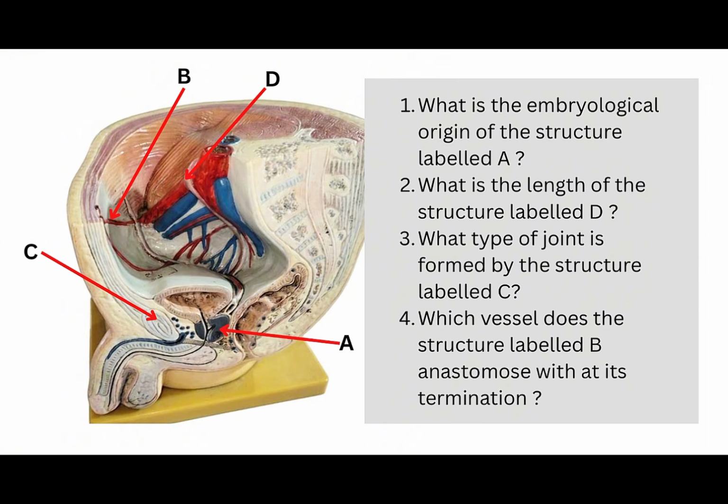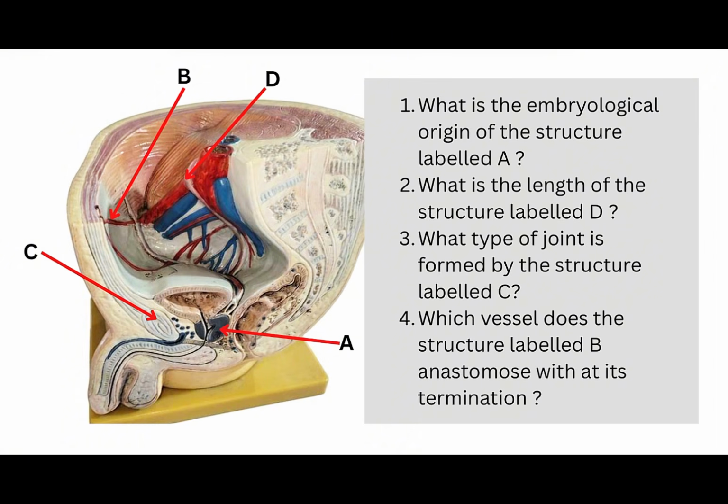Number 1, what is the embryological origin of the structure labeled A? The structure labeled A is the prostate gland, and the prostate gland develops from the urogenital sinus. So that is the answer: urogenital sinus.